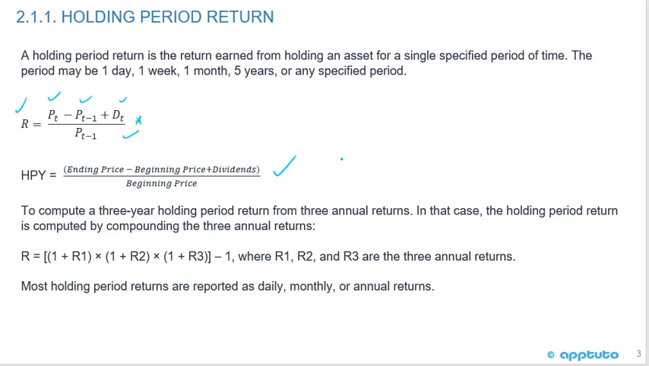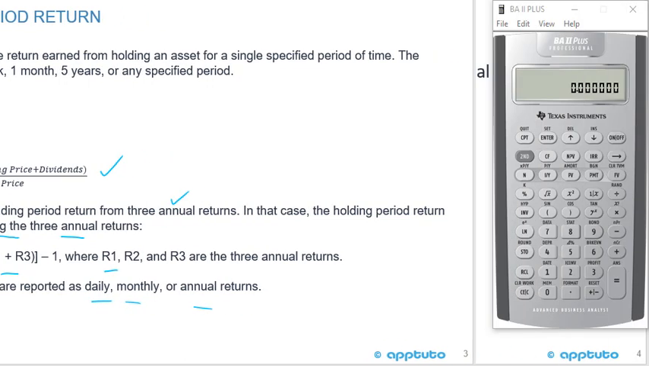Now to compute a 3-year holding period return from 3 annual returns, in that case the holding period return is computed by compounding the 3 annual returns. So the 3-year holding period return would be 1 plus return 1 times 1 plus return 2 times 1 plus return 3 minus 1, where return 1, 2, and 3 are the 3 annual returns. Most holding period returns are reported as daily, monthly, or annual returns.